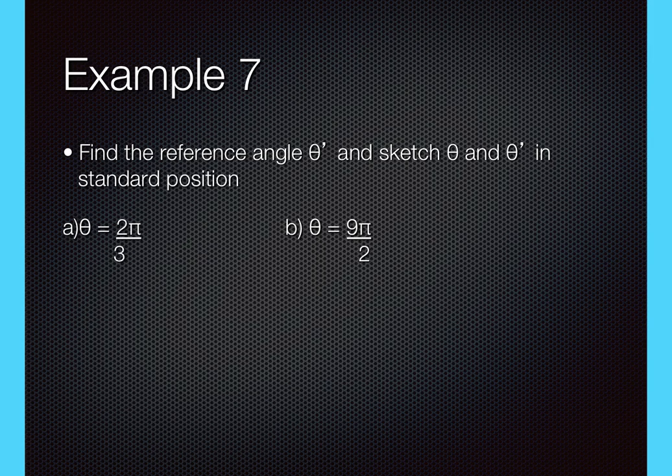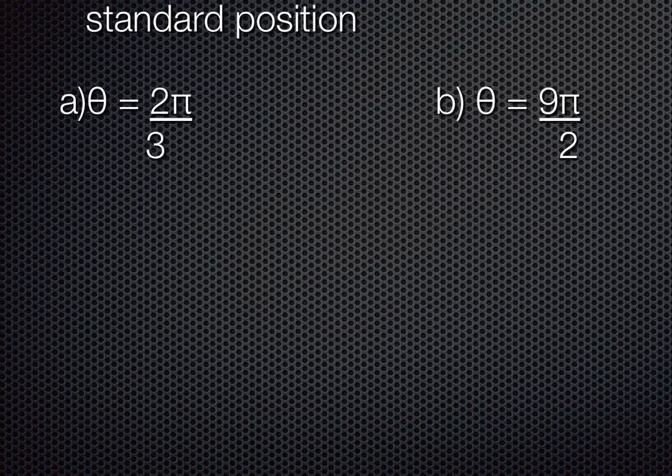All right, so example 7. Find the reference angle, theta prime, and then we're going to sketch theta and theta prime in standard position. So what did we say about an over 3? What would be the reference angle? Pi over 3. So theta prime is pi over 3. I'd get the same answer by realizing that's in the second quadrant and subtracting it from pi. You just don't have to do that work.